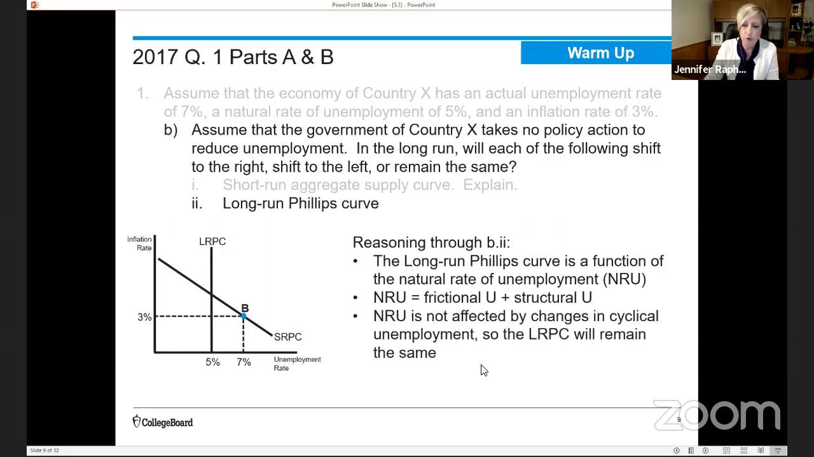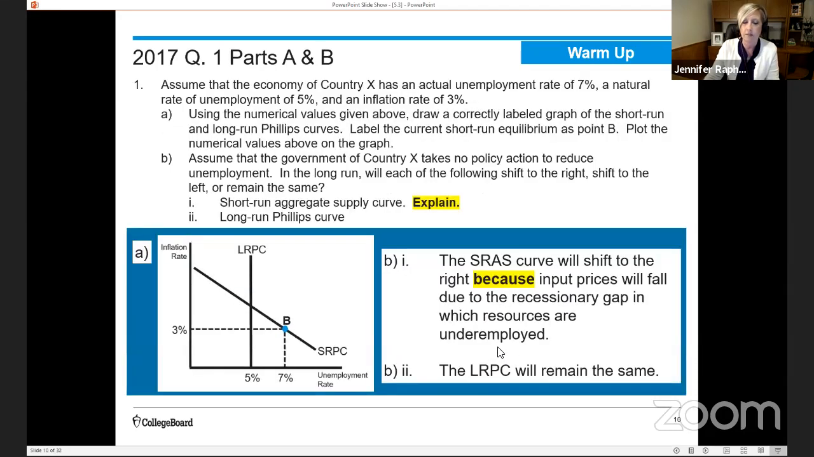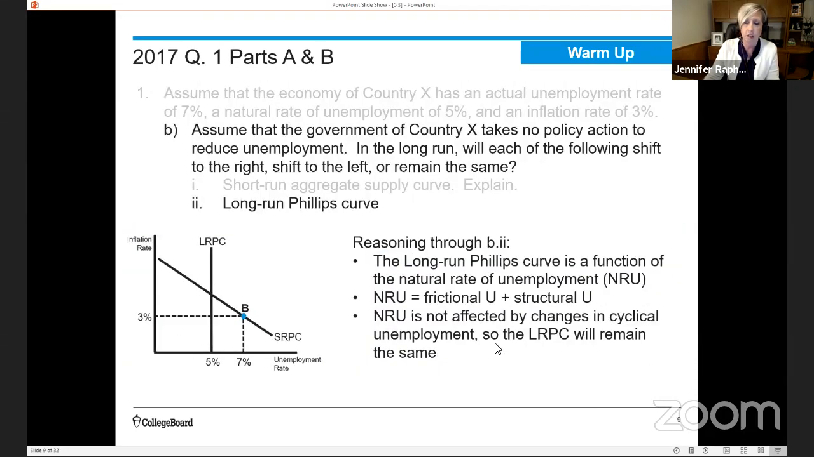The natural rate of unemployment is not affected by the business cycle, though. So the long run Phillips curve, which is a function only of natural unemployment, is not going to be affected by changes in the actual unemployment rate.